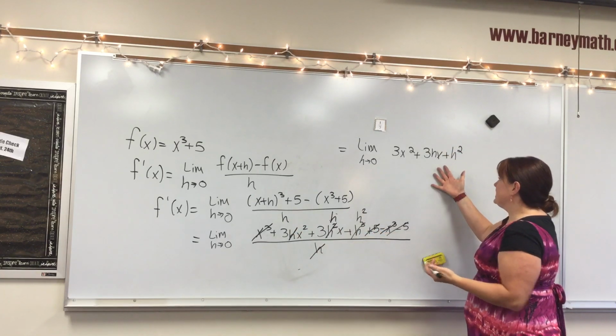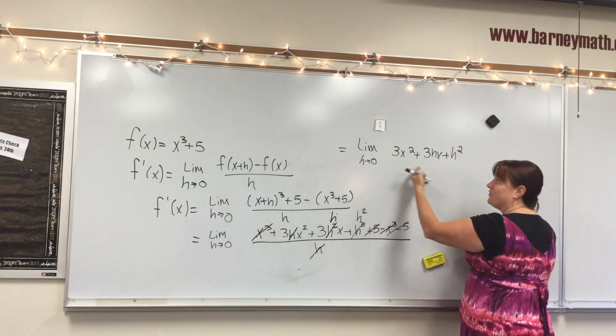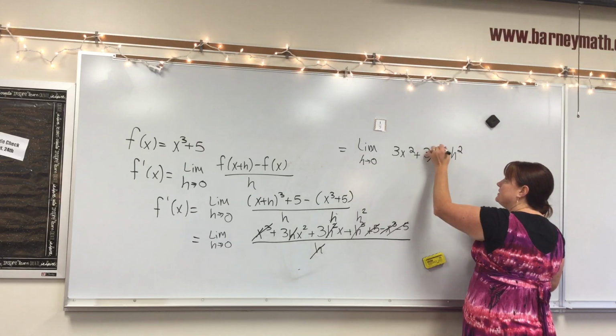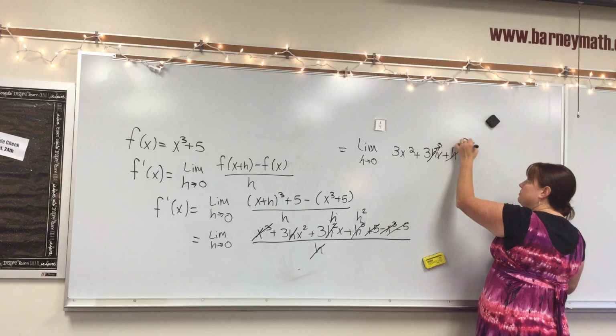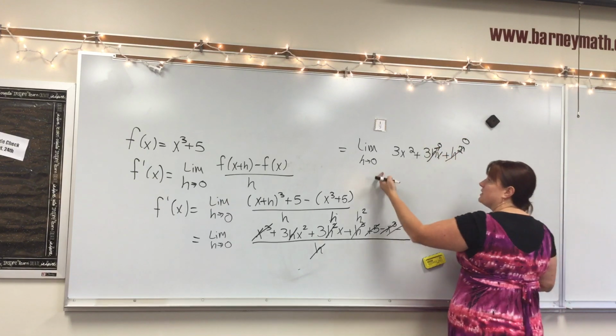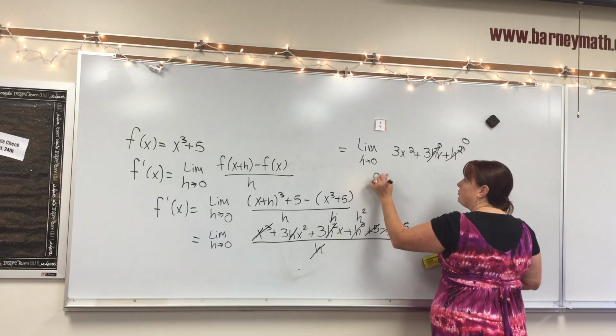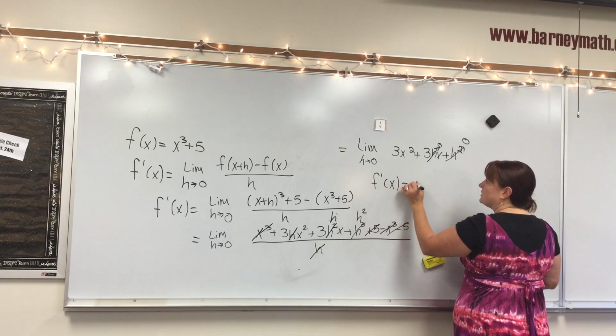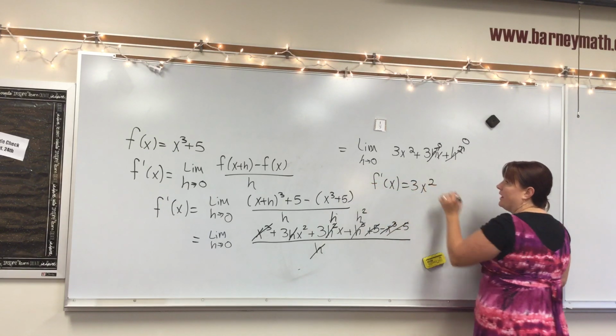So can I find this? Can I just plug 0 in for h now? Yeah, I can. This becomes 0. This becomes 0. So this entire term becomes 0, and this entire term becomes 0. So I find that f prime of x equals 3x squared.